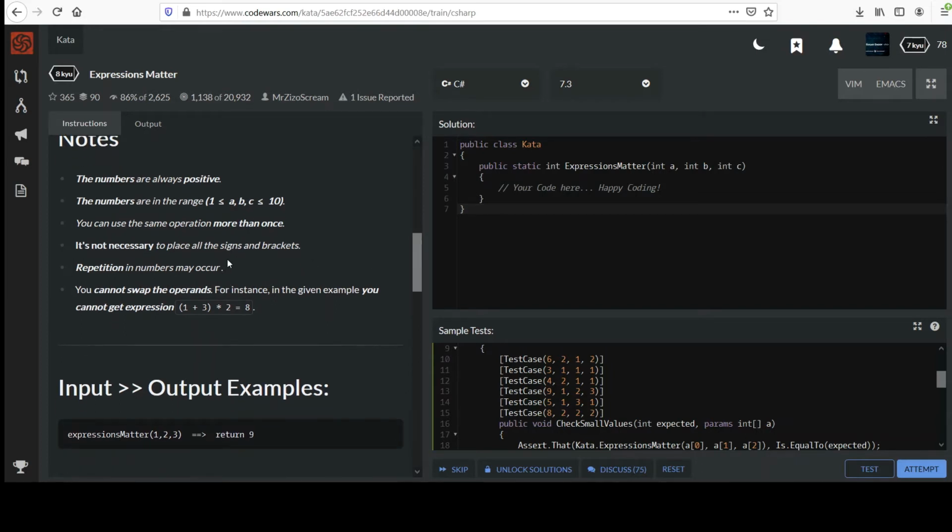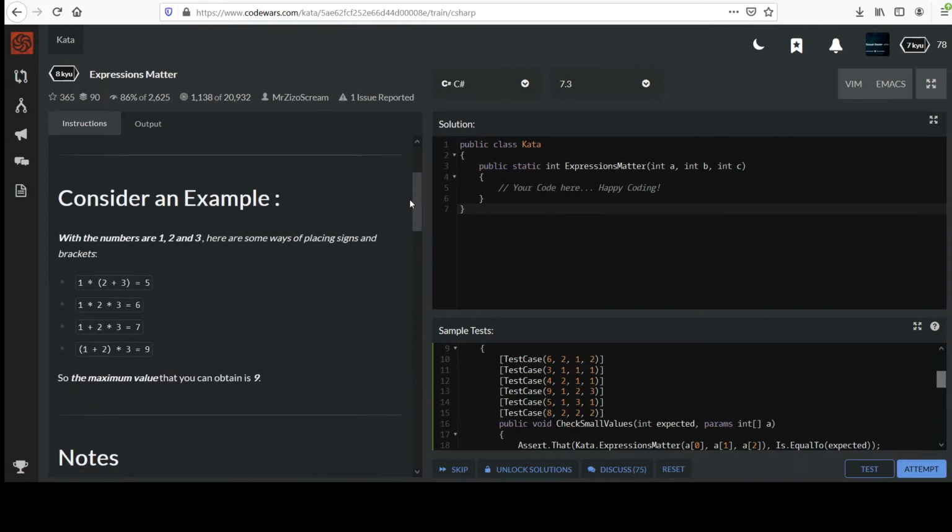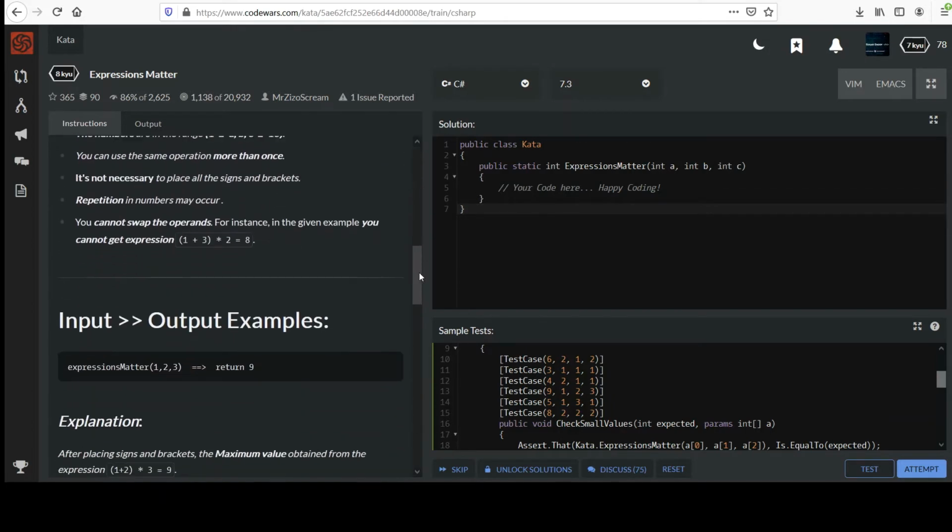Repetition in numbers may occur. Not sure what they mean by that. You can't use BBC and not ABC, so I'm not sure what they're trying to say with that one. You cannot swap the operands. For instance, in the given example, you cannot get this expression. Notice how here they have 1, 3, 2 instead of 1, 2, 3. You always have to use the order that was passed in, 1, 2, 3. Yeah, that was the example.